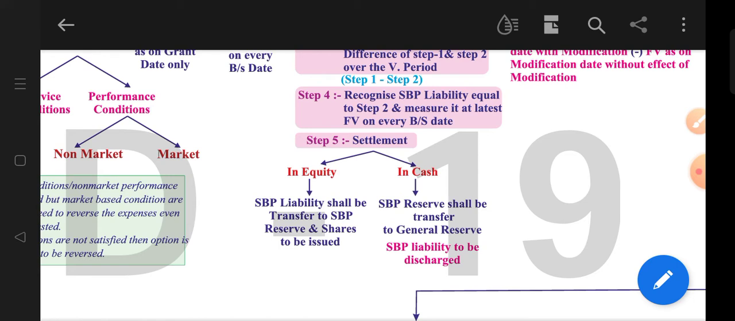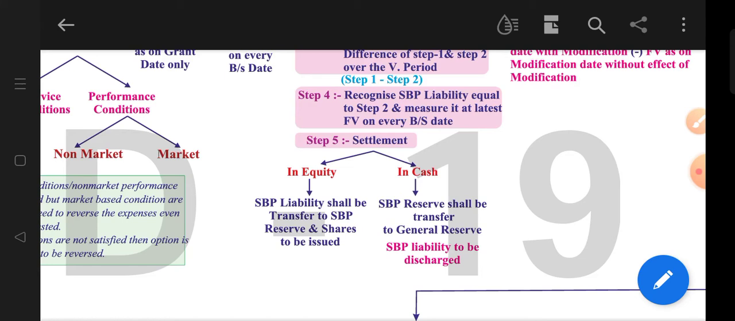In case of cash, if they exercise it, the share based payment reserve shall be transferred to the general reserve. That means this reserve is not needed. If they exercise in cash, the cash amount will be little and the equity amount will be more. For the difference amount we have already created the share based payments reserve. When equity is exercised, this reserve amount we have to transfer to the share based payment liability. If it was cash, then this share based payments reserve is not needed for us.